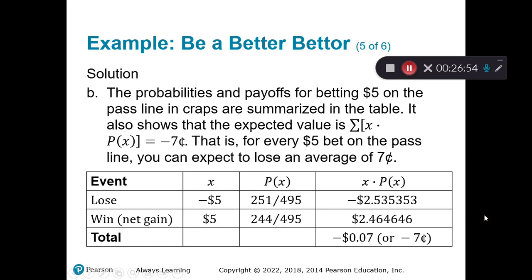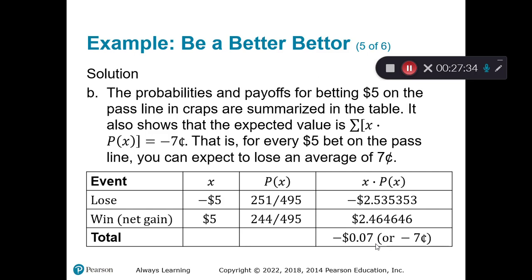Now let's look at what would happen if we played the $5 at the craps table. So if we were to lose at the craps table, we would lose $5, and the probability of that occurring is 251 over 495. If we were to win at the craps table, we win a net of $5, and the probability of winning is 244 over 495. We multiply each x value by its corresponding probability. We see that we have a loss and a gain possible. And if we add those two products, we see that the expected loss would be 7 cents per game.